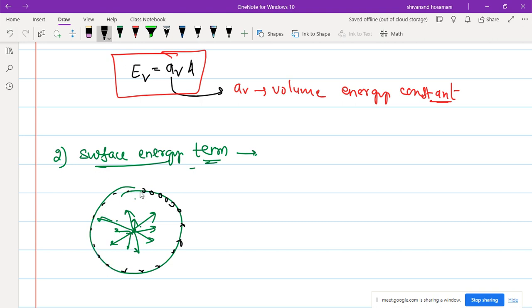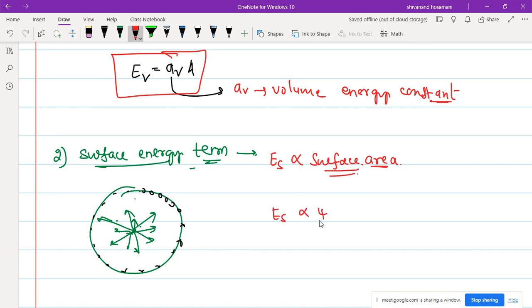Therefore, there is an energy term due to the surface nucleons, that is ES, surface energy. It is always directly proportional to its surface area. If the surface area is more, more nucleons will be present on the surface. Therefore, there will be an energy difference due to these outermost nucleons. Therefore, ES is directly proportional to the surface area, that is, directly proportional to 4 pi r square.